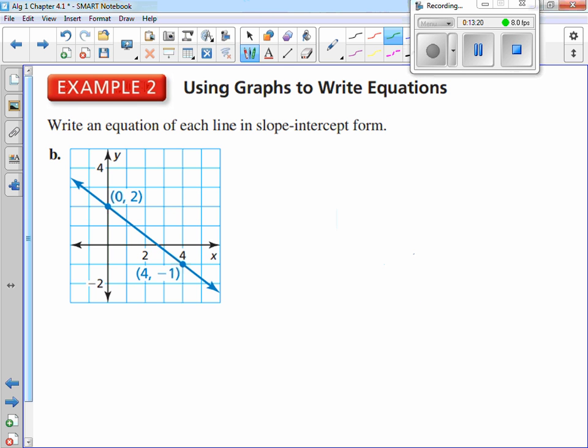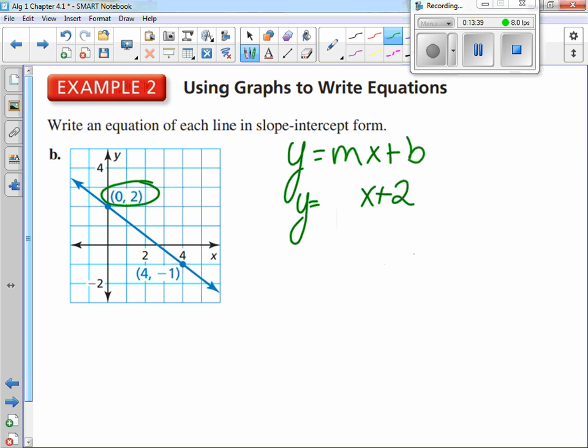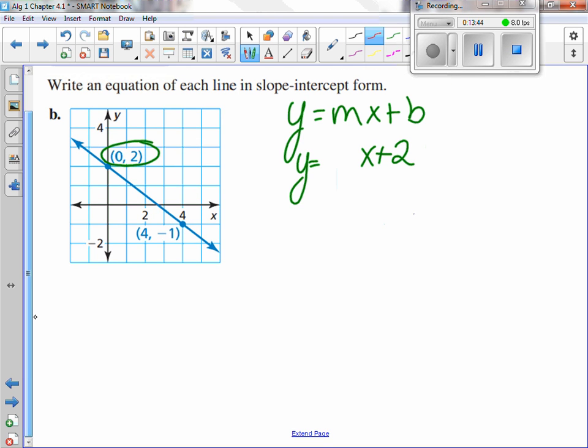Let's look at this one here. So again, we're wanting to write this in y equals mx plus b. Well, they gave us the point 0, 2. So we have the y-intercept. The y-intercept would be 2. So I don't have the slope, but I have the b value. So we're going to find the slope, y2 minus y1 over x2 minus x1.